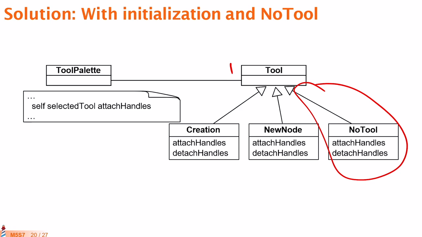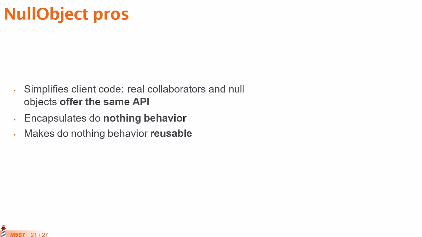And then the tool palette doesn't need to check anymore if it is empty or not. What are the advantages of using null objects? The main advantage is that it will simplify client code. There will be no need to check for null objects, for nil, all the time anymore, since the null object will have the same API as the original objects. It also clarifies what the default behavior is. What does it mean to have nothing selected?